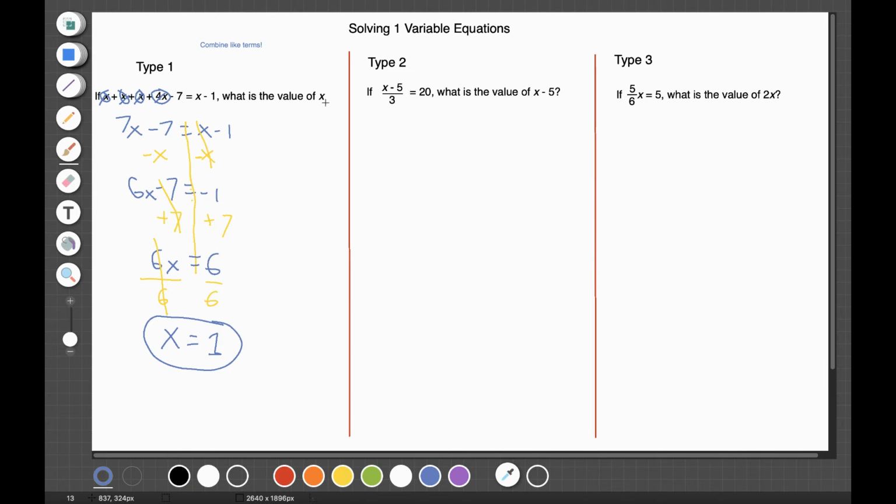And for this one, I asked, what is the value of x? Well, we found the value of x. Boom, done.